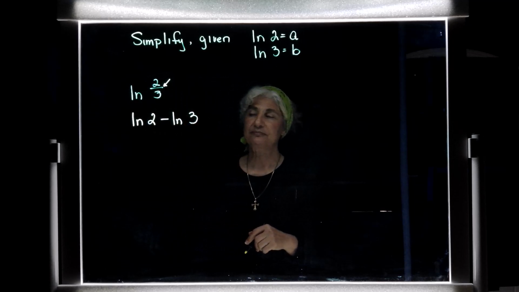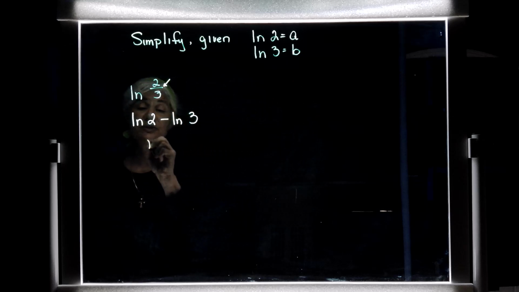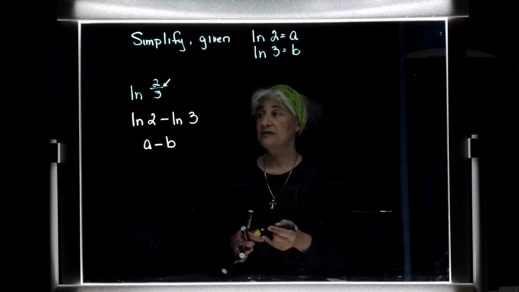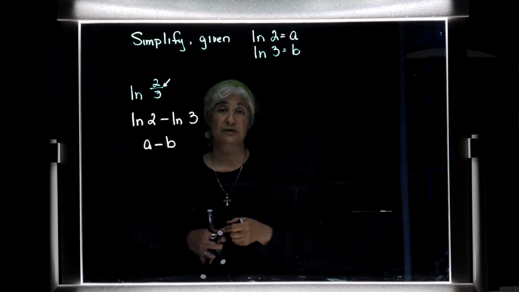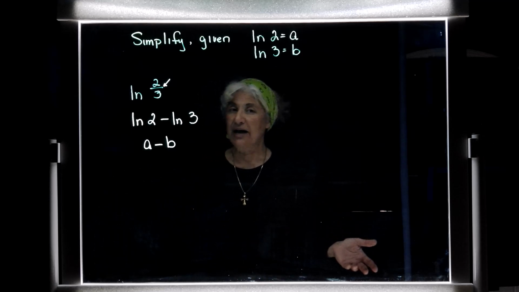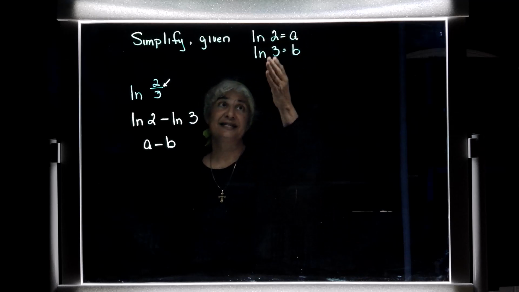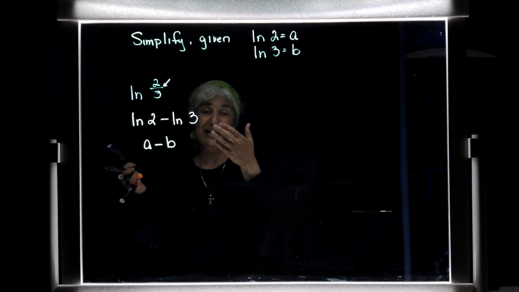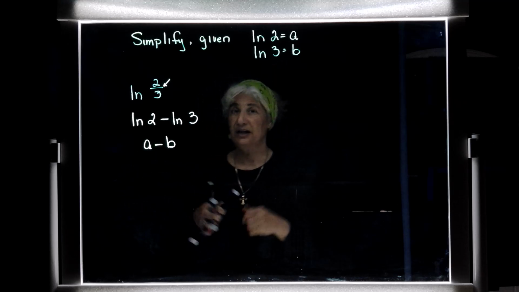Very good. And now, I know the natural log of 2 is A, and the natural log of 3 is B. So in this case, the result is A minus B for the natural log of 2/3. Cool? You're like, but that's not a number. Doesn't matter. What they gave me was the natural log of 2 is equal to A and the natural log of 3 is equal to B. They wanted this expression to be simplified in terms of A's and B's, and that's what they get.